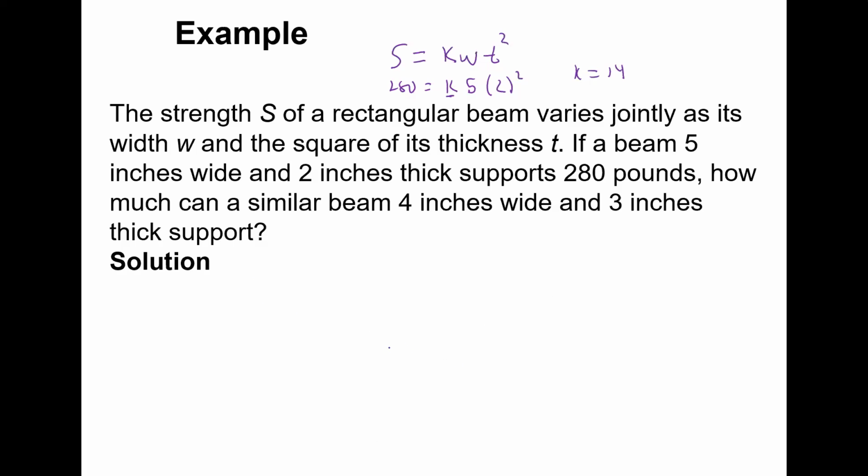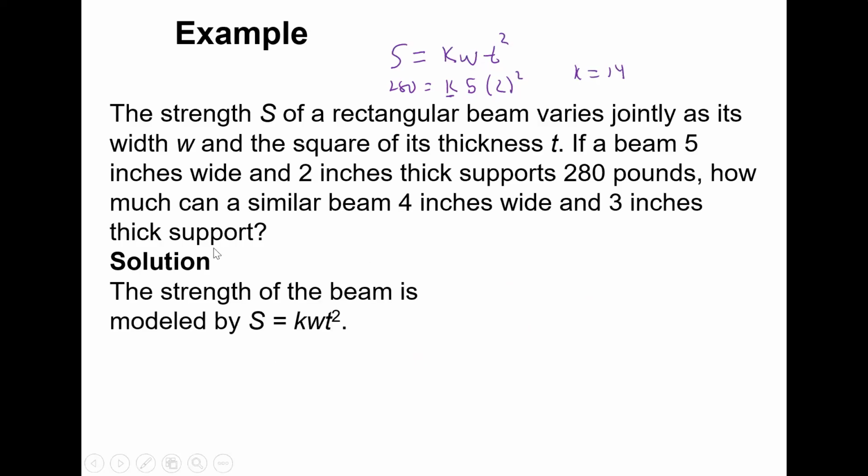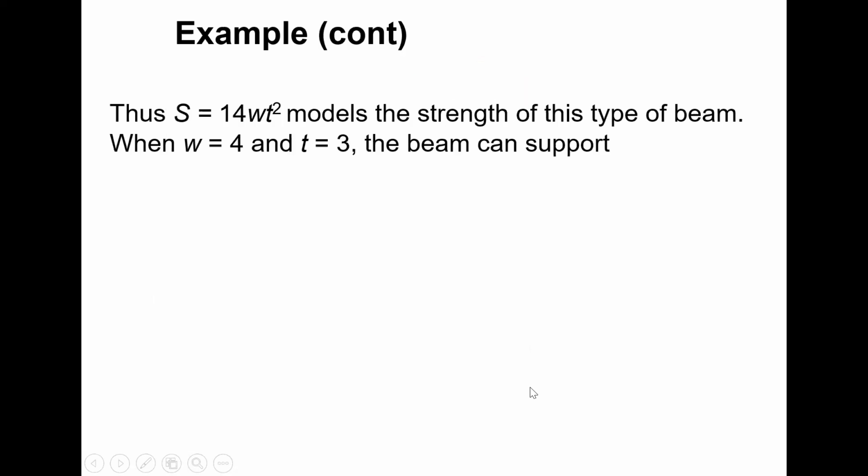And then we're supposed to figure out how much this beam, in width and inches, would support. So let's make sure we have this part first right. So we do have k W T squared, and we plug that in, and we get k is 14. So we're good there. Now we just have to plug in 14 times 4 times 3 squared. And when we multiply all that out, we get 504 pounds. So that's how much that beam can support based on this variation here.